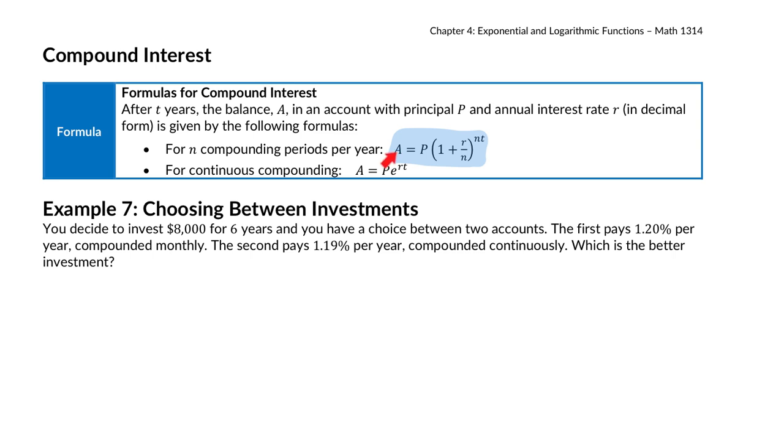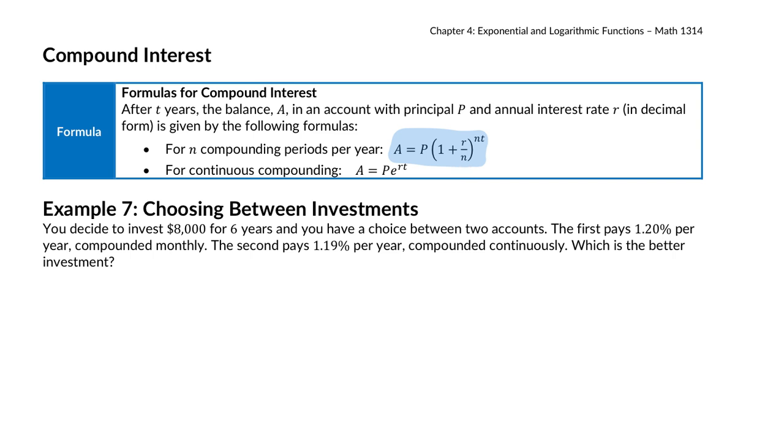This is the amount in the account. P is the principal investment, or how much you're putting in at the very beginning. That's a 1. Plus the rate in decimal form divided by the number of times it's compounded, raised to the number of times it's compounded times t. So this is the formula you would use to find compound interest when it's compounded monthly or semi-annually, that sort of thing.